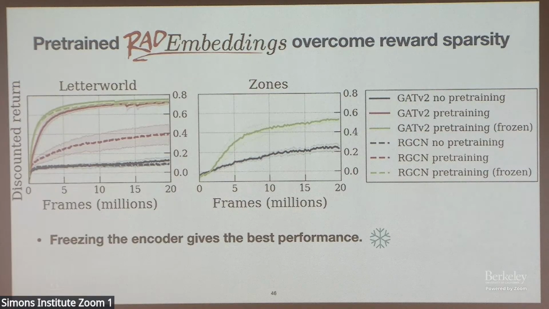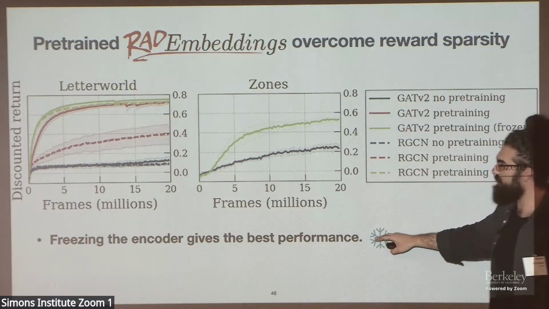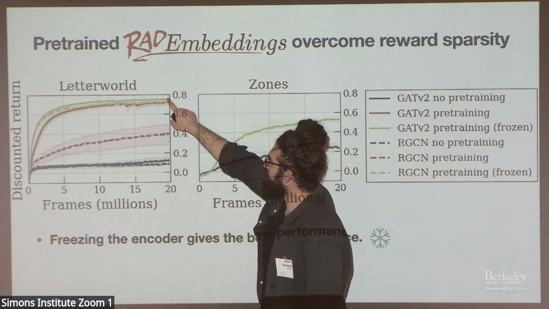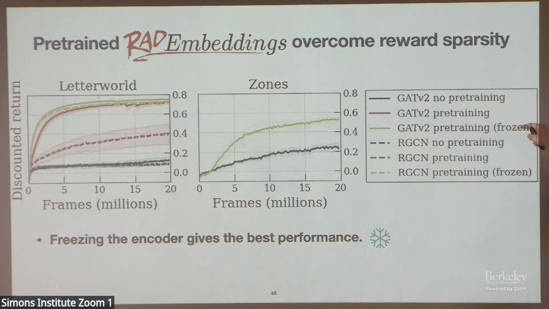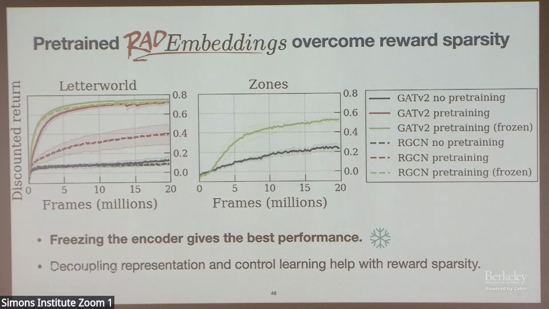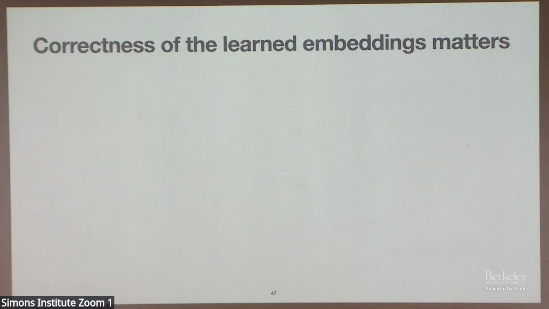And essentially what we see is that freezing the encoder gives the best performance. This solid green line is for pre-training and frozen. So once you learn them, you don't need to keep learning. And essentially the decoupling of representation learning and control learning helps with reward sparsity. And also correctness indeed matters.